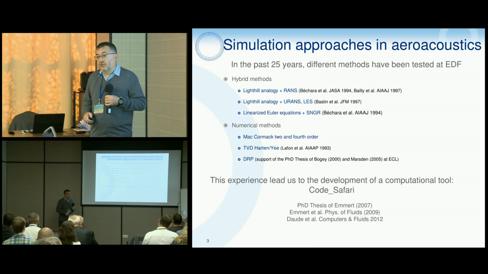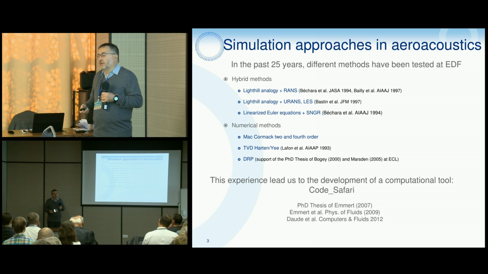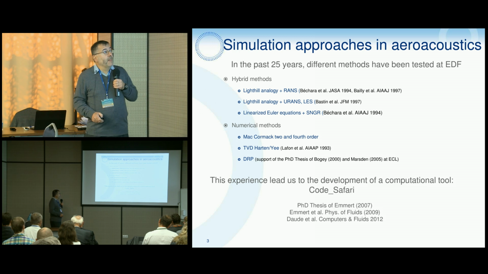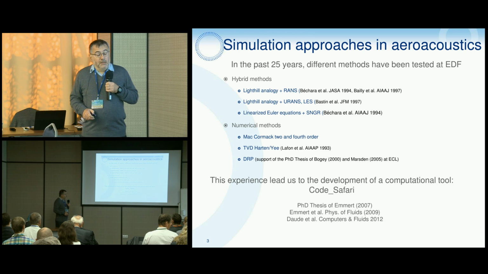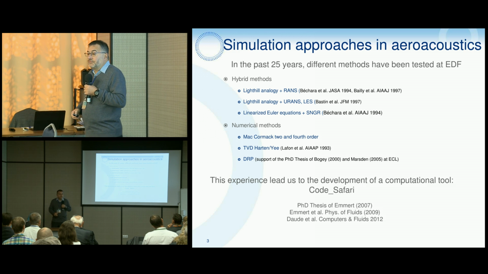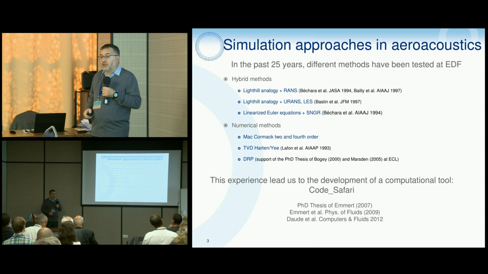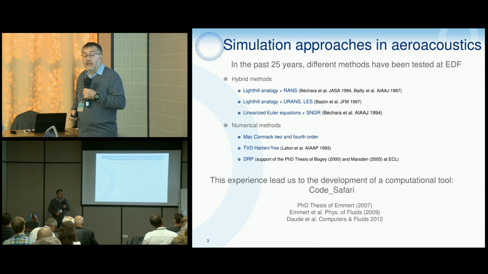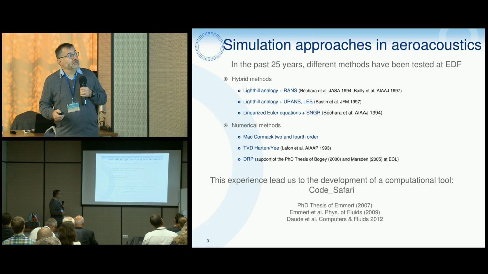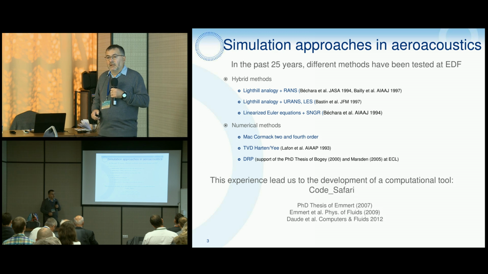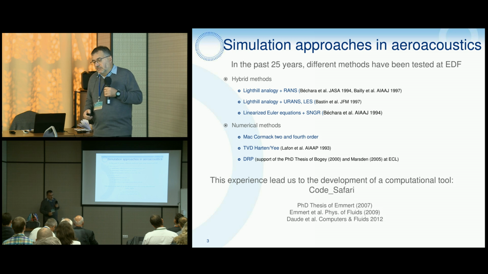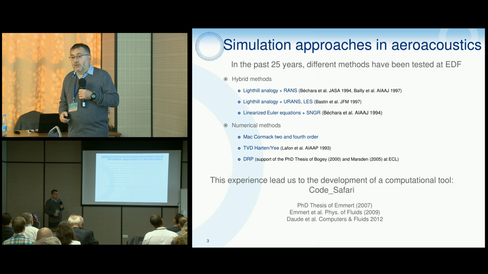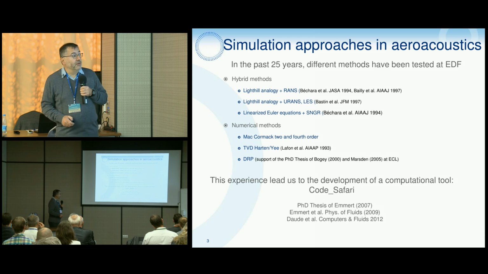When you have to solve linearized Euler equations or Navier-Stokes, we have to deal with numerical methods. So we used different methods such as MacCormack, Mark 1, Mark 2, and fourth order, because we wanted to go to high order. We also used methods like TVD, Harten. And then when Professor Tam proposed the DRP scheme, of course, we wanted to use this kind of scheme.